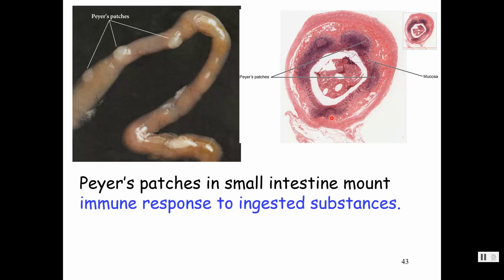And so what's happening here is there's a special kind of cell called an M cell that's just always going to be kind of sampling all of our food, because the food we eat is not sterile. Just sort of sampling that food, and the idea that any pathogen we've ingested, that we're going to mount our immune response right there before it gets any deeper. So immune response to ingested substances.